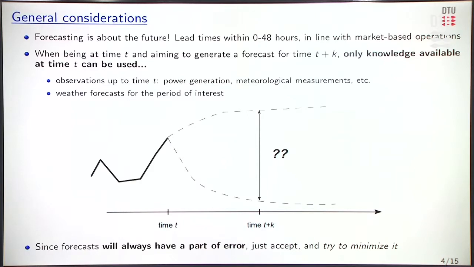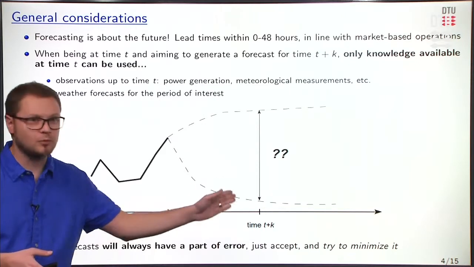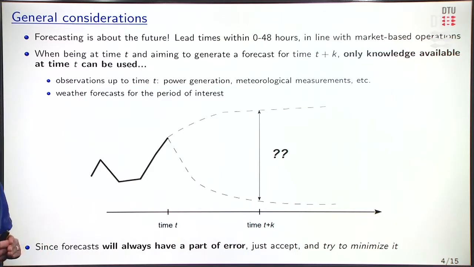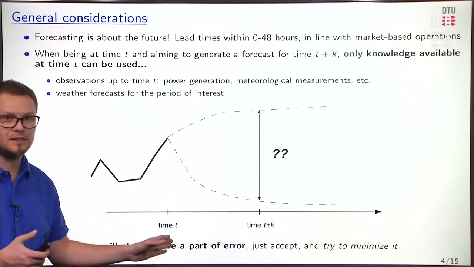In terms of general considerations, I will not insist enough on the fact that forecasting is about the future. It may sound straightforward and silly, but still in practice, when we make studies on our laptops with a lot of data available, we may forget about what data is actually available at a certain time and what data is not. So in practice, if we consider we are at time t and we want to predict for lead time t plus k in the future, and there might be quite a few of these lead times, we have to only use the data that's available up to time t.